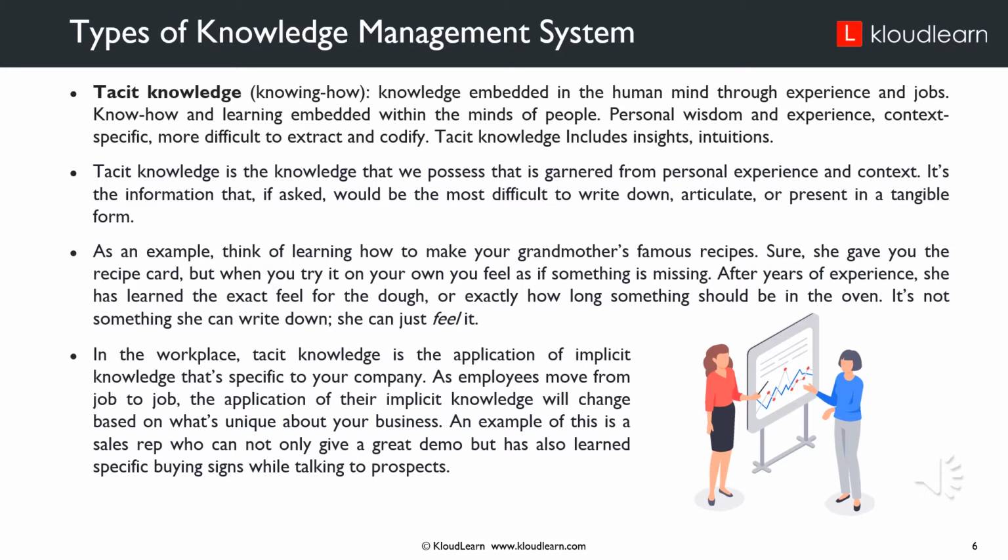Tacit knowledge is the knowledge that we possess that is garnered from personal experience and context. It's the information that, if asked, would be the most difficult to write down, articulate, or present in a tangible form. As an example, think of learning how to make your grandmother's famous recipes. Sure, she gave you the recipe card, but when you try it on your own, you feel as if something is missing. After years of experience, she has learned the exact feel for the dough, or exactly how long something should be in the oven. It's not something she can write down. She can just feel it.